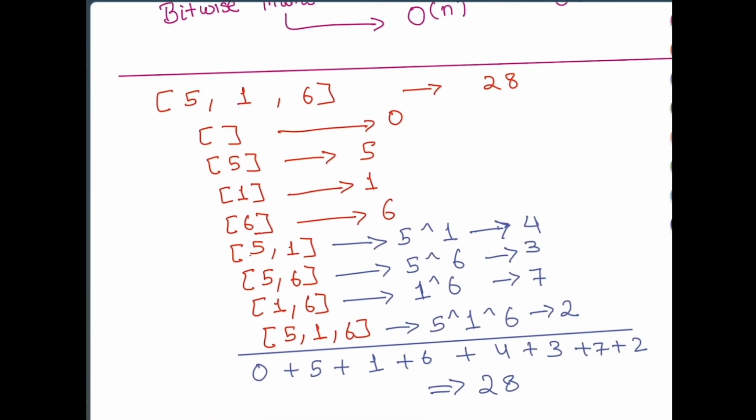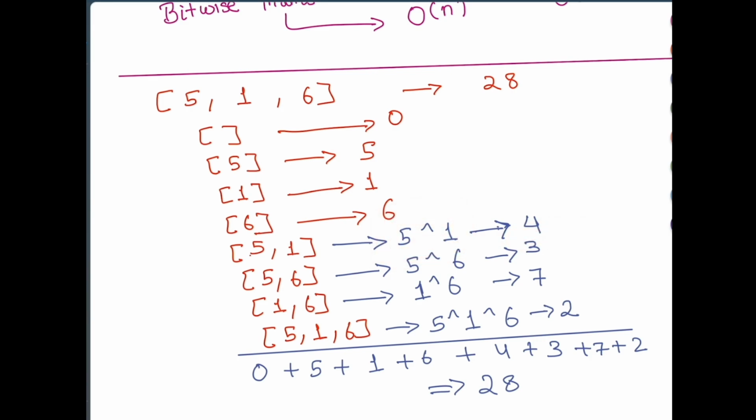Let us take the example of 5, 1, 6. We found out all the subsets, and if the subset is an empty array, the XOR total is going to be 0. If it is a single element 5, 1 or 6, that is going to be your XOR total. But what if there are two elements? So if it is 5 and 1, in that case 5 XOR 1 is equal to 4. Now how does 5 XOR 1 equal 4?